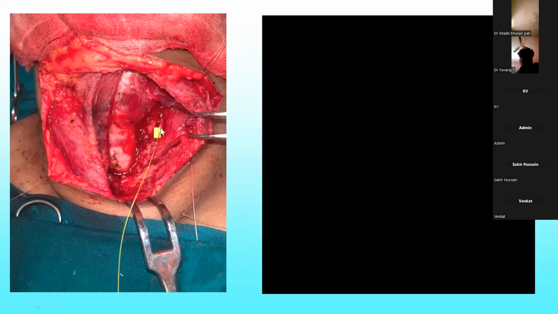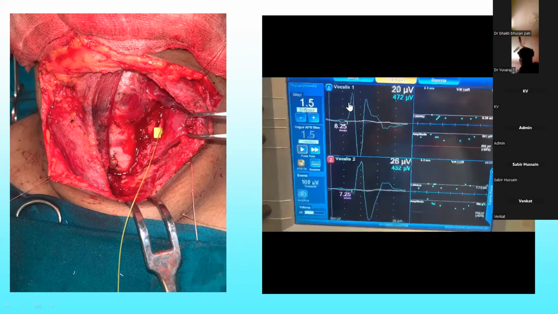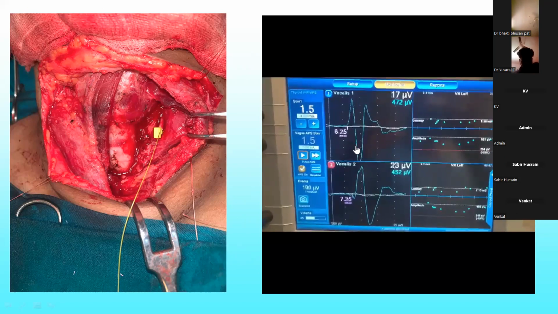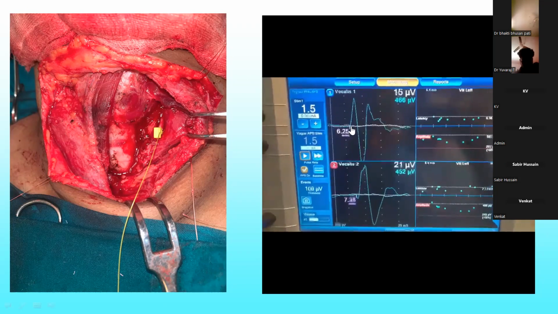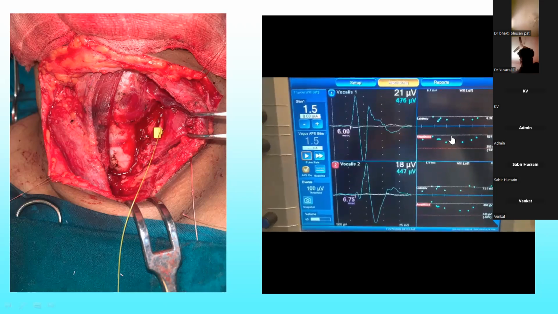So this is exactly that clip-like stimulator which is applied on the vagus nerve. This is for the continuous neuromonitoring, and once we have applied it, we have to check for the signal. The blue color, the background biphasic waveform, is the continuous neuromonitoring with the stimulation at the vagus level.